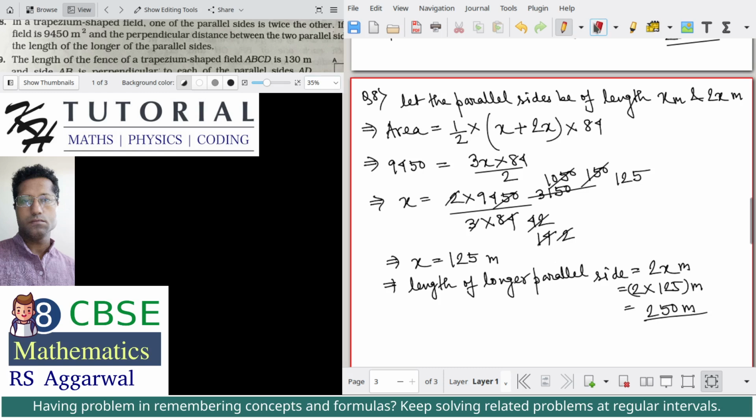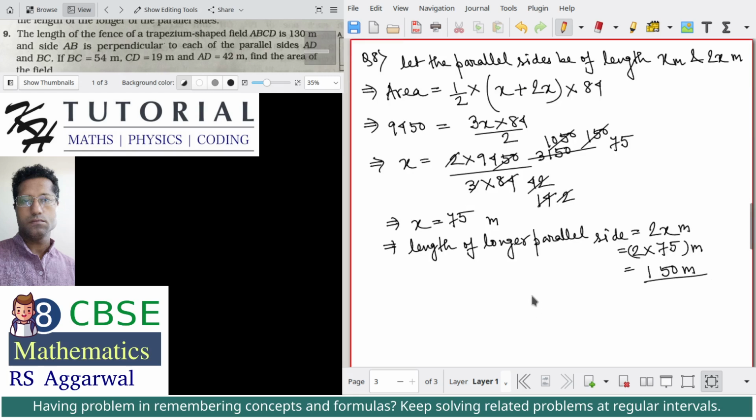This is actually 75. Oh, sorry. 2 divides 150, so it is not 125 but 75. Okay. So x is 75, and the length of the longer parallel side is 75 multiplied by 2, which is 150 meter. Okay, let's do the next problem.